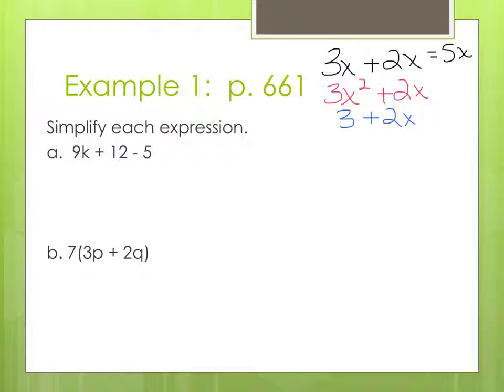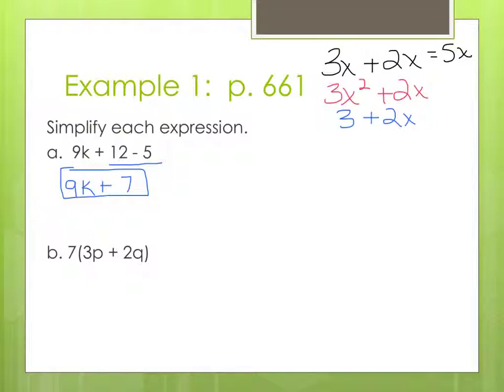So example A is 9k plus 12 minus 5. So there is not another k to combine with 9, but 12 and minus 5 are both just constant terms. So I can solve that part first. So 12 minus 5 is 7. Bring down my 9k and my plus sign. And then 9k plus 7. Well, those are not like terms. They can't be combined any further. So this expression, 9k plus 7, is in simplest form.